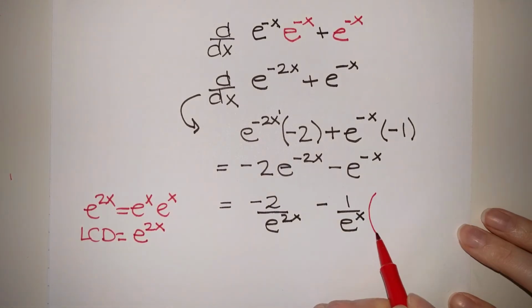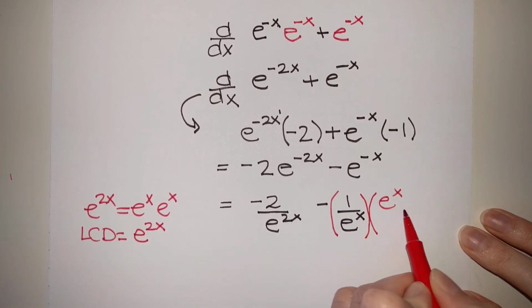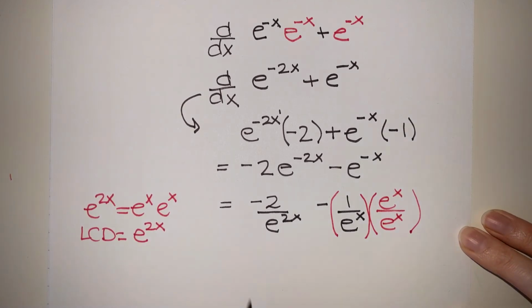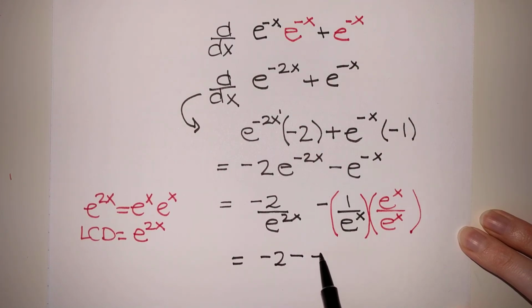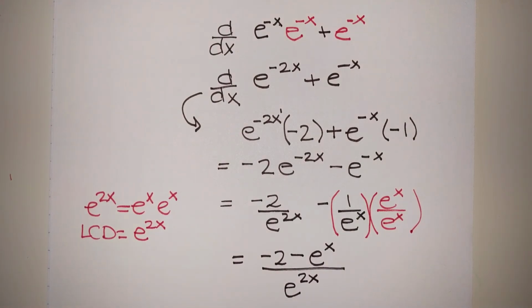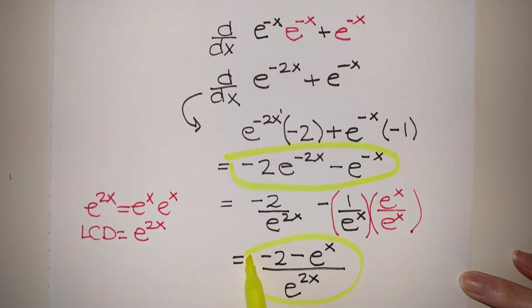So to do so, I would take just the second fraction and multiply by e to the x over e to the x. So then our numerator will look like negative 2 minus e to the x over e to the 2x. So again, any of these answers, you could have negative exponents or you could have one fraction, would be acceptable. A lot of it just depends on what the answer choices might look like.